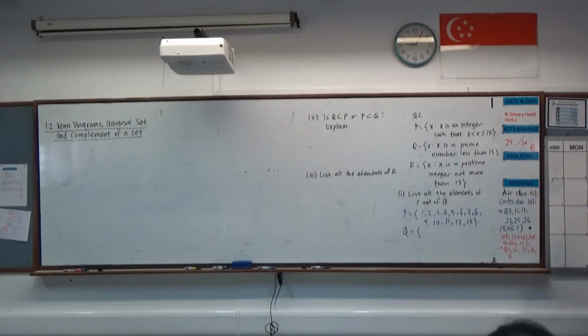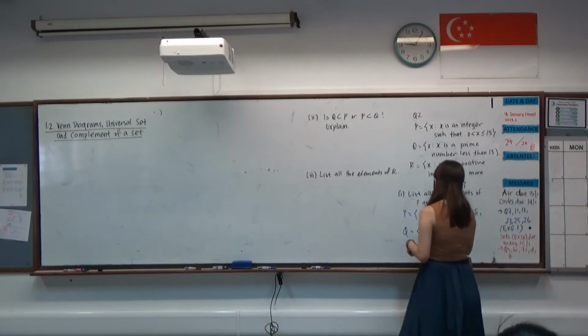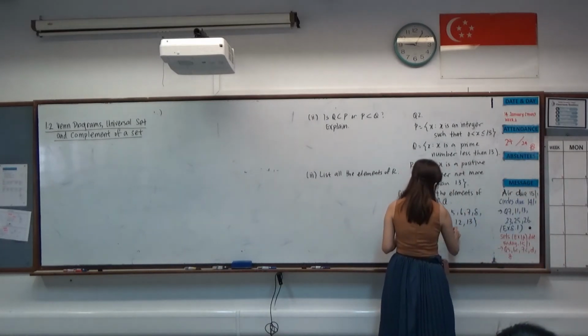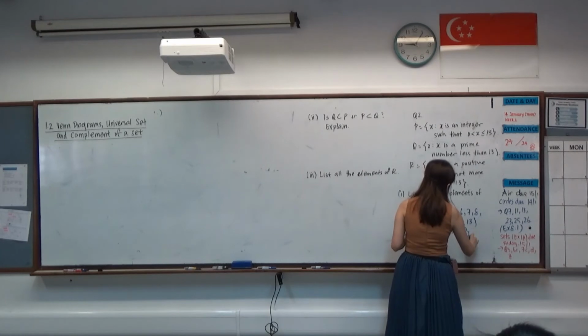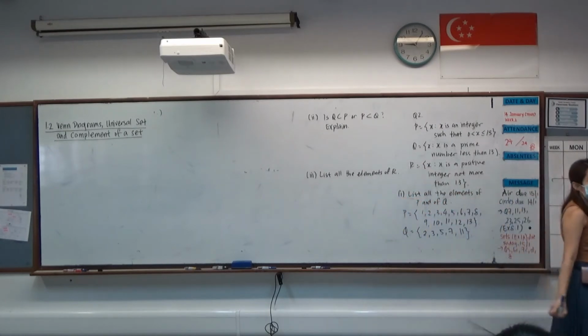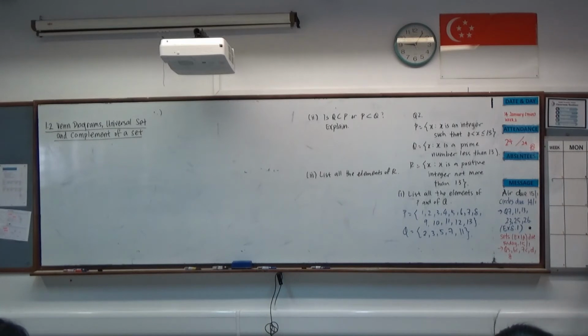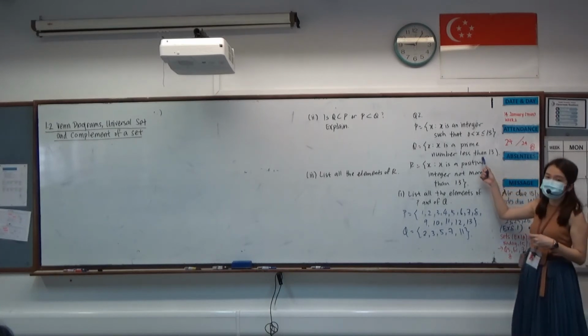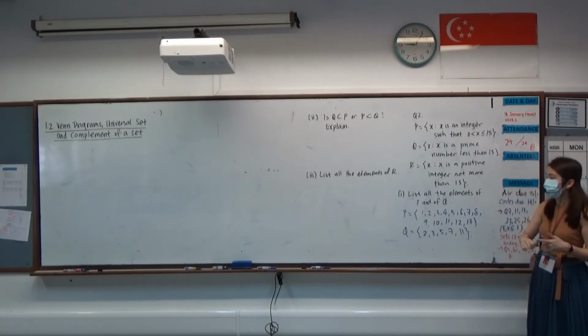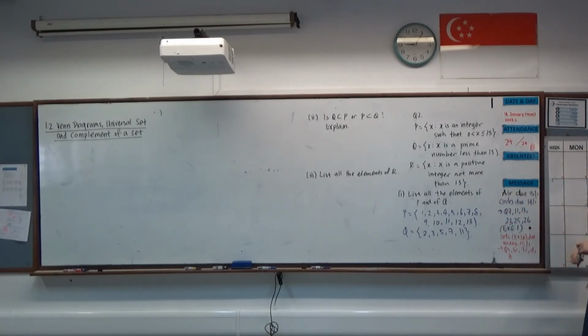x is a prime number less than 13. So what are the numbers that we should have? Joseph says 2, 3, 5, 7, 11. Agree? Anybody want to put in 13? No? Okay, because it is less than, so strictly no 13. So these are the elements of P and of Q.